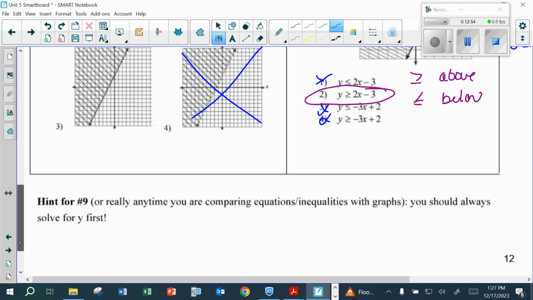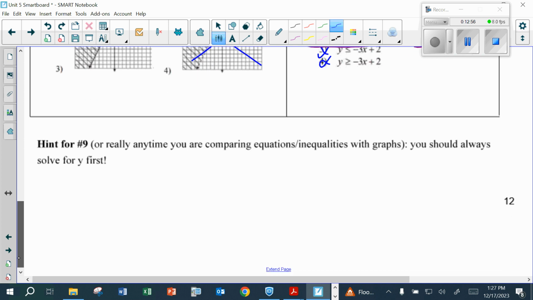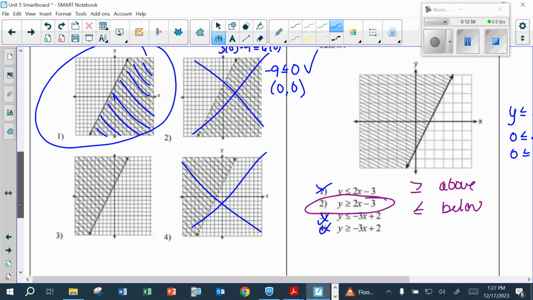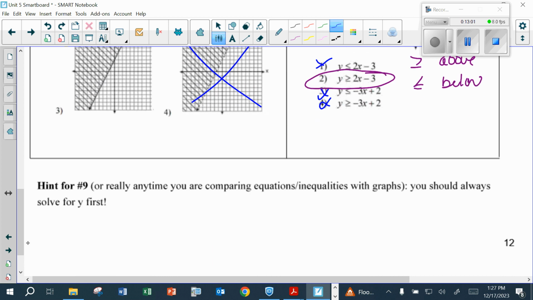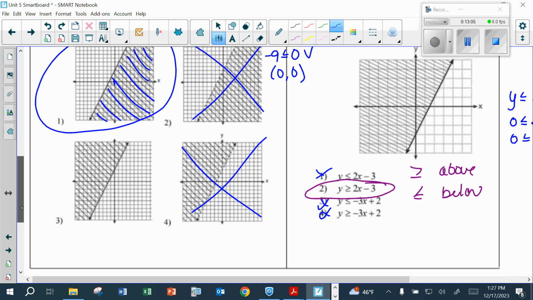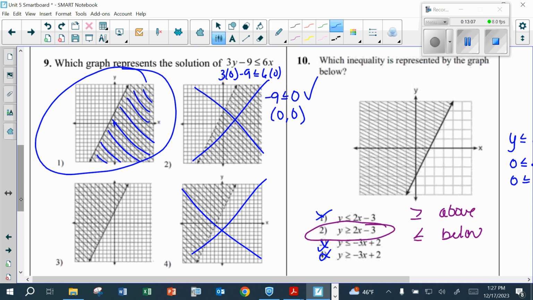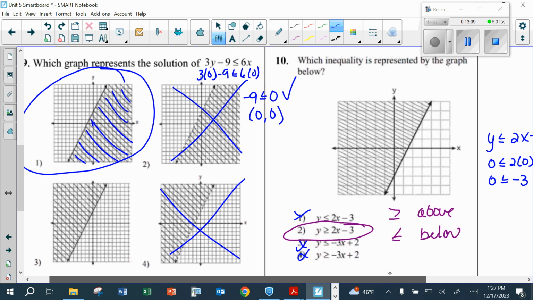And is that it? Okay. Never mind. I know I said that for number 9, you should always solve for y first. Most of the time that's the case, but you could also do the test point like I just showed you.